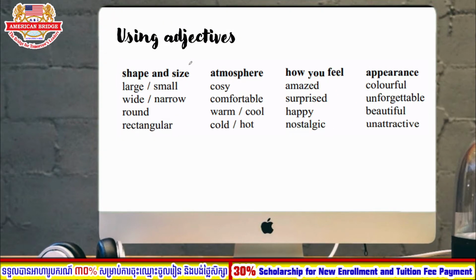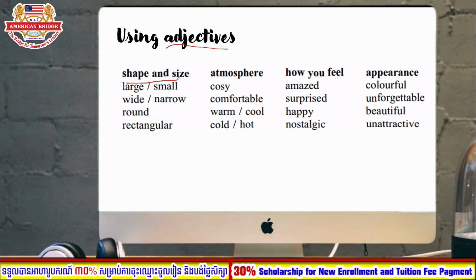So how can you start to write a descriptive paragraph? To describe something, what do you need to use? Sure, you need to use adjectives to describe nouns. Nouns can be people, animals, places, or things. To describe those things, you need to use adjectives. There are many different adjectives. For shape and size, we have the words large, small, wide, narrow, round, rectangular. All these adjectives you can use to describe objects, whether big or small.